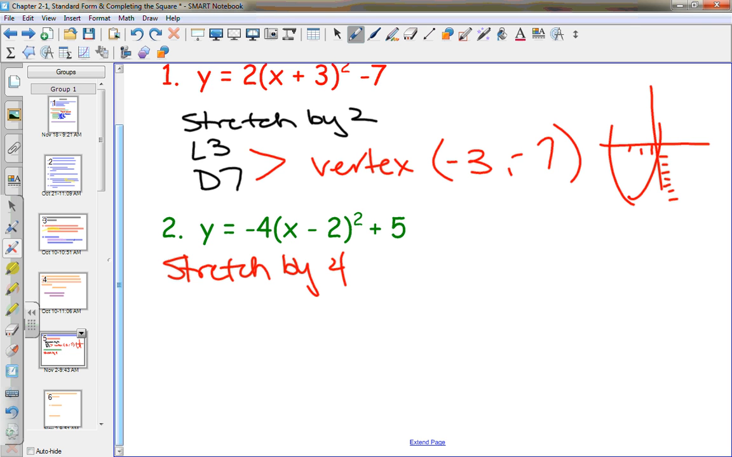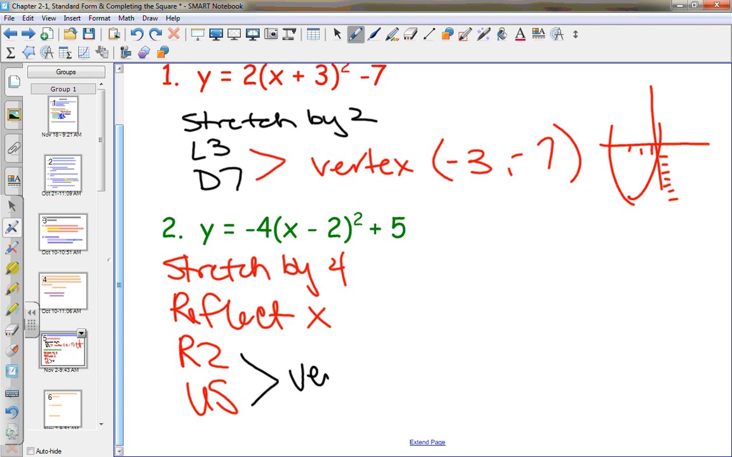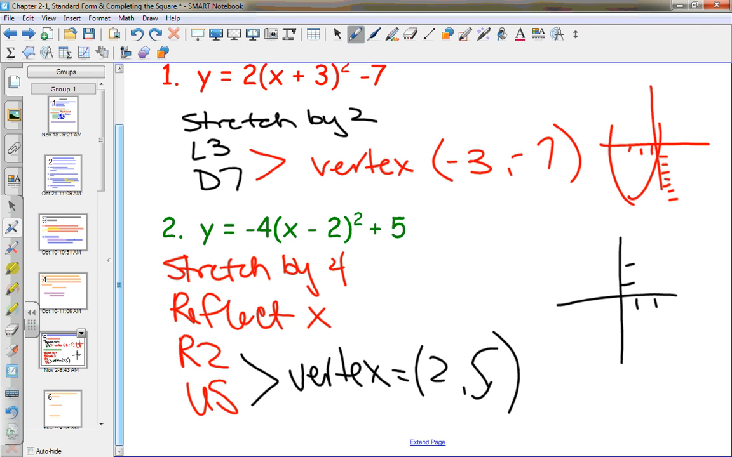We missed something right away. It's reflected over the x. And what's the negative 2 do? It's going to the right 2, up 5, which tells me I can now get my vertex out of this. If I'm going to the right 2 units, that means positive 2 for x. If I'm going up 5 units on the y, that means positive 5. And I can graph this.